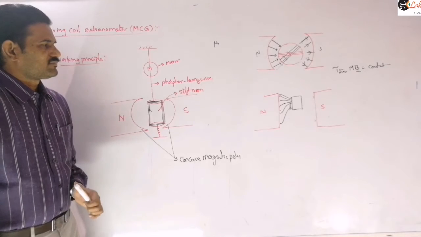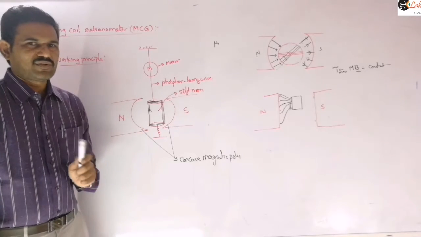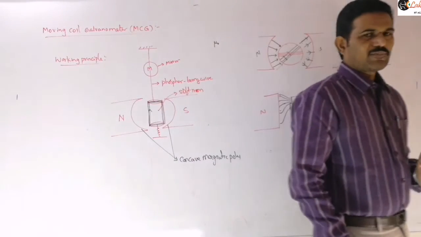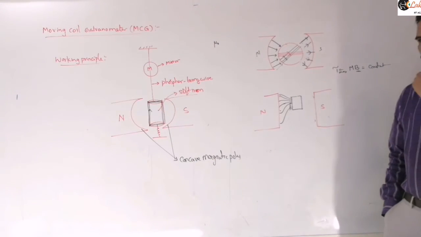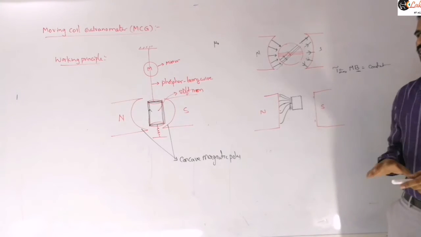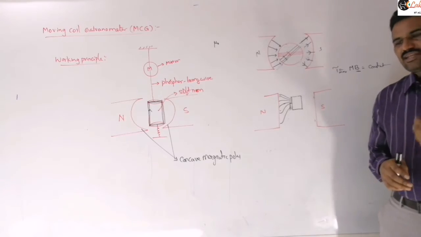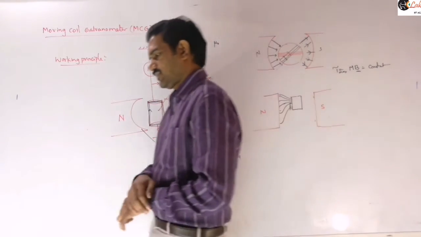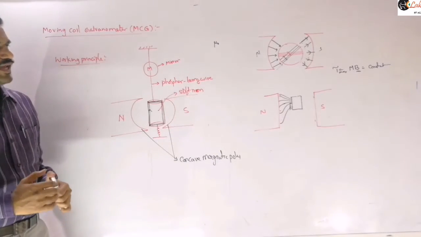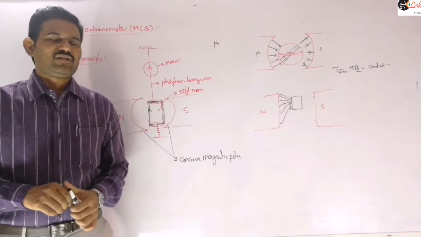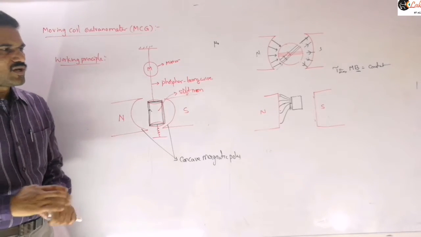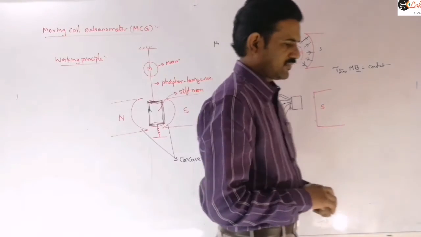So the role of the soft iron placed in the coil: the soft iron cylinder placed inside the coil will increase the magnetic field acting on the coil, and so the torque acting on the coil becomes maximum.